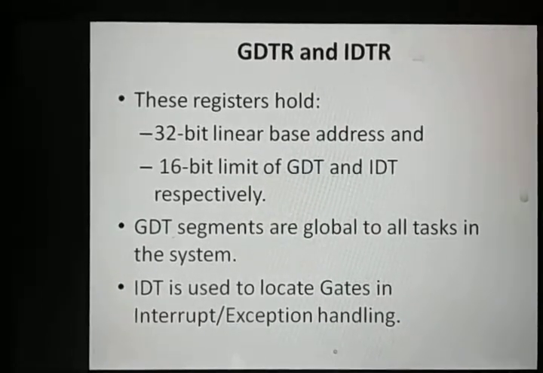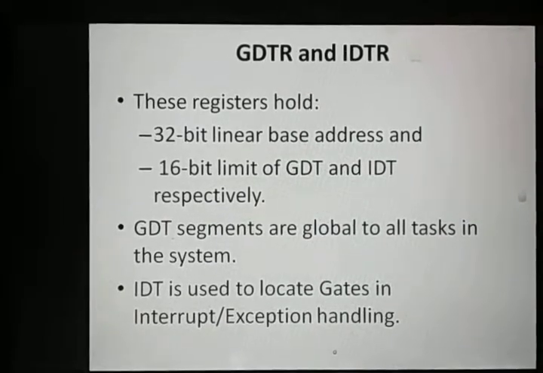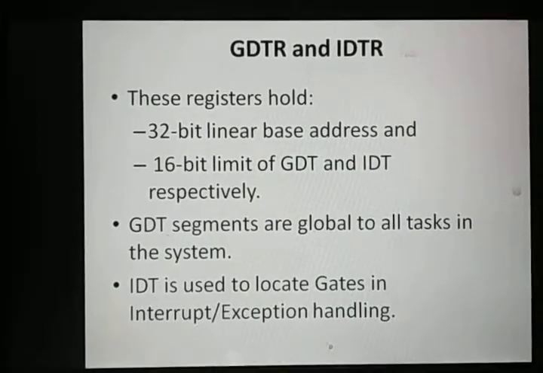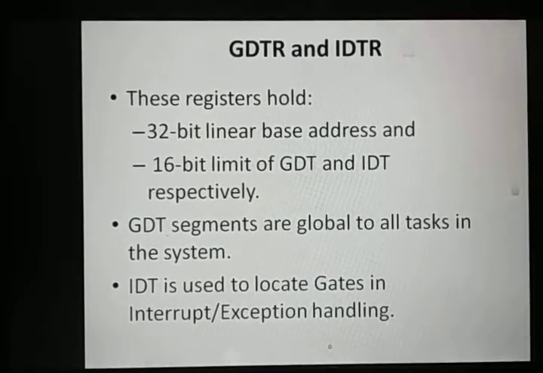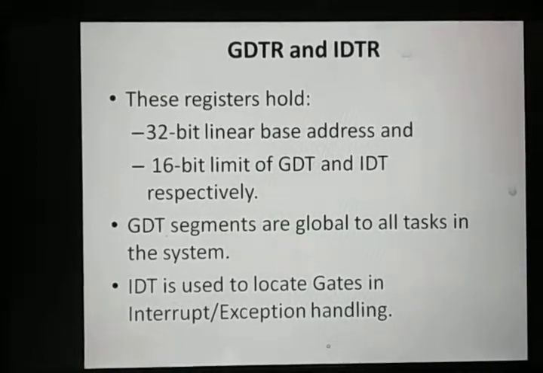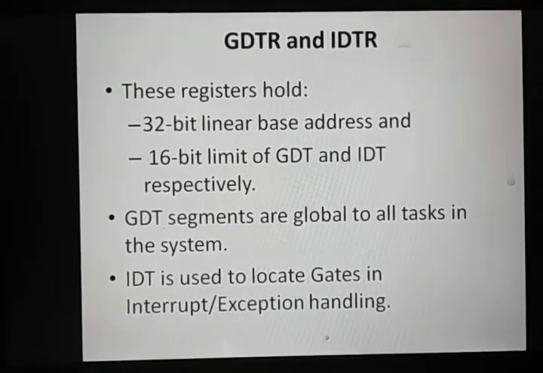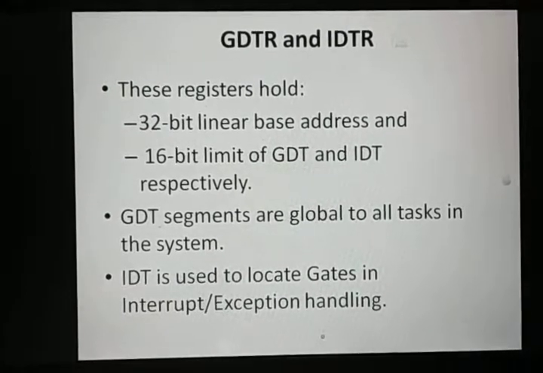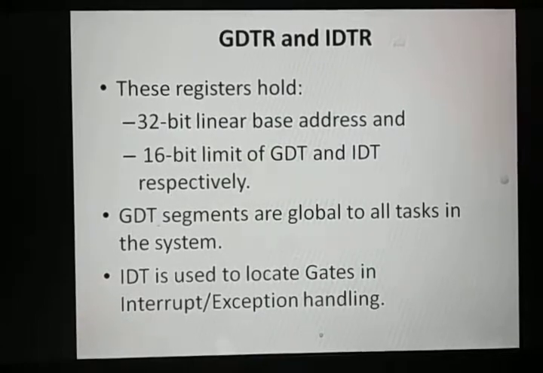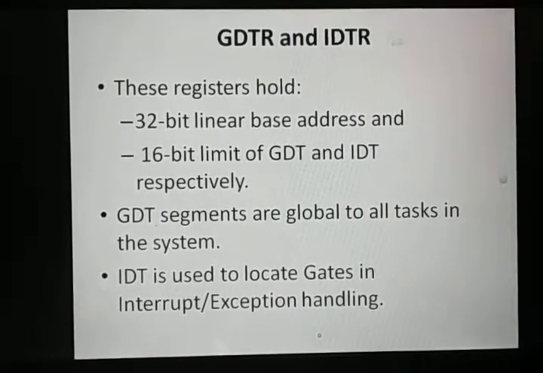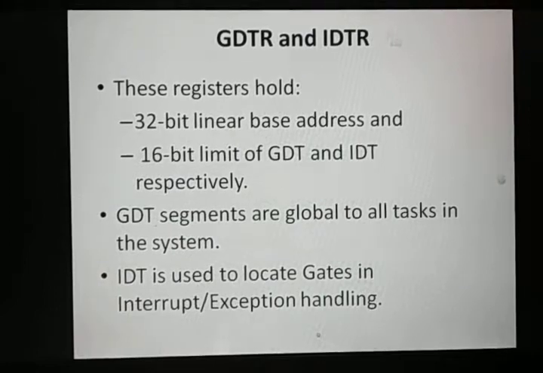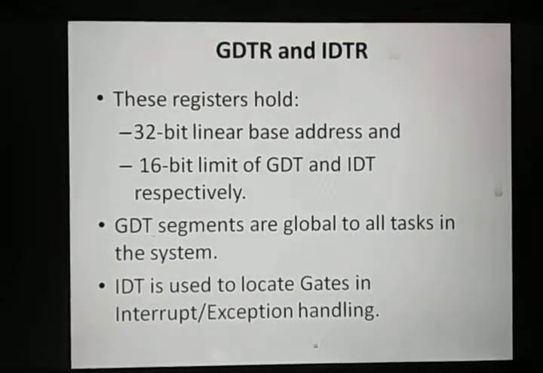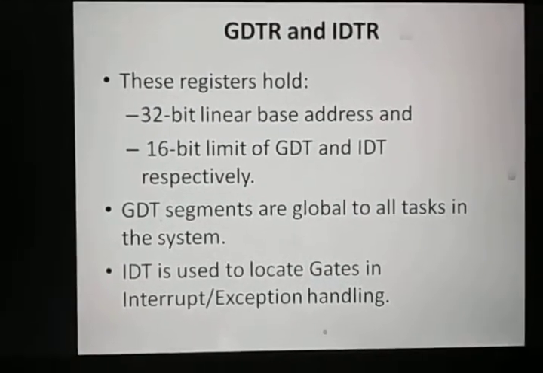Then why are we discussing these two registers first? Because these two registers have the same size. These two registers are 48 bit. They hold a 32-bit linear base address and a 16-bit limit field of the GDT and IDT respectively. GDT segments are global to all tasks in the system, and the IDT is used to locate gates in interrupt and exception handling. So basically the global descriptor table contains the information related to all tasks, and the interrupt descriptor table contains the information related to interrupts or exceptions.